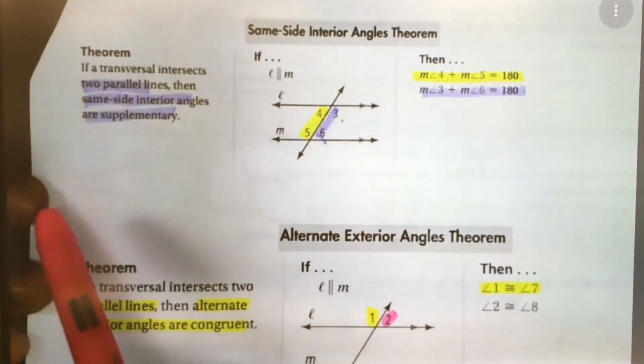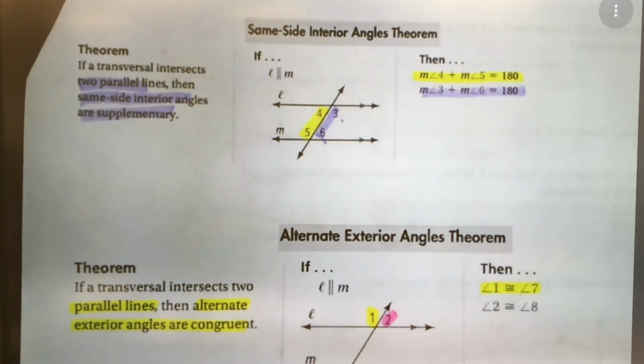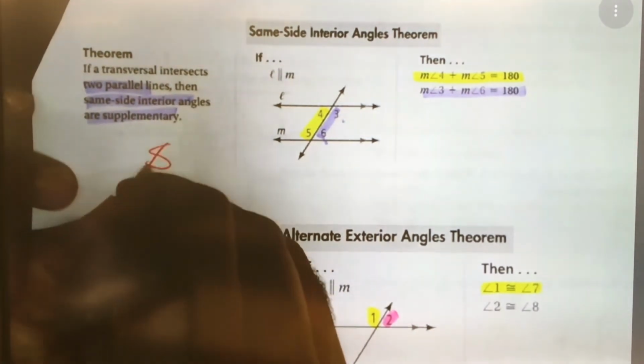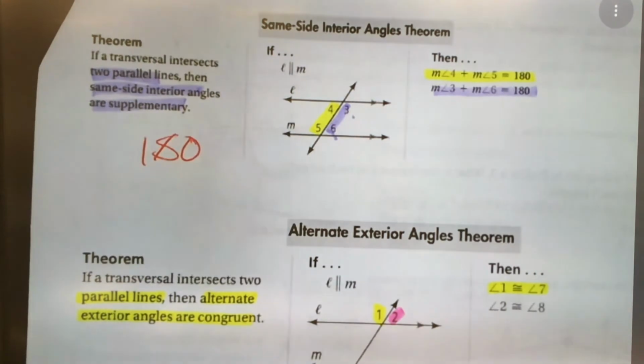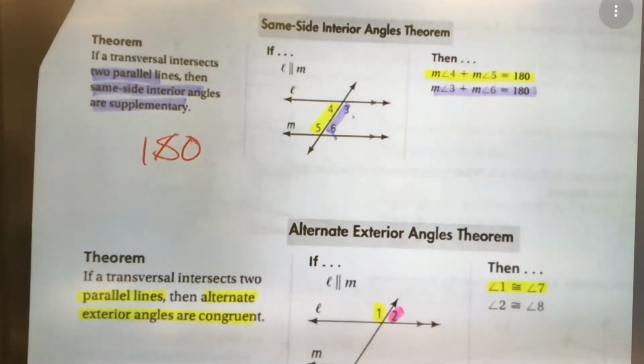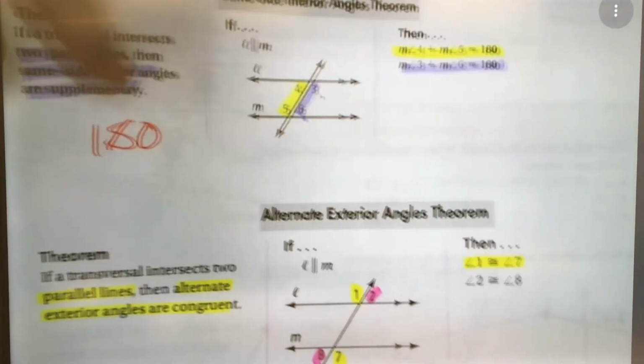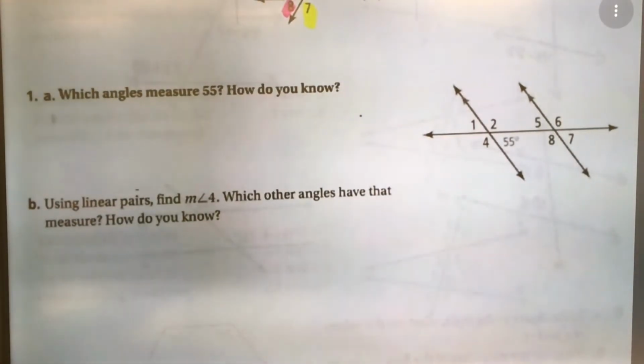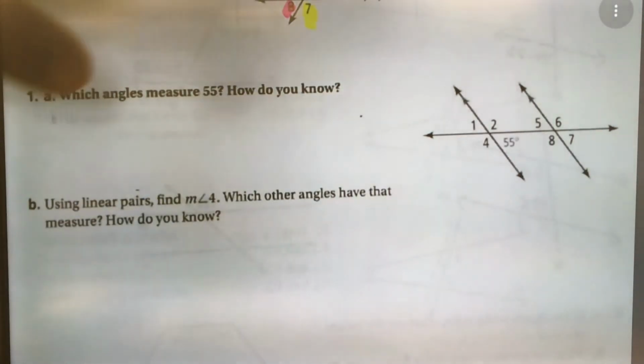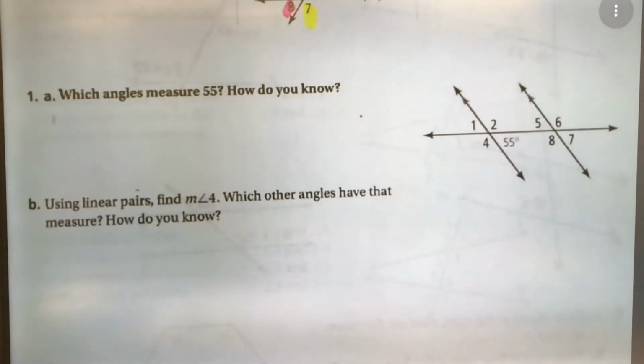All of them have S. You can turn S into an 8, like 180. So we have a couple of questions based on those theorems, those properties. Here one angle is 55. You need to identify which angles measure 55. How do we know that?